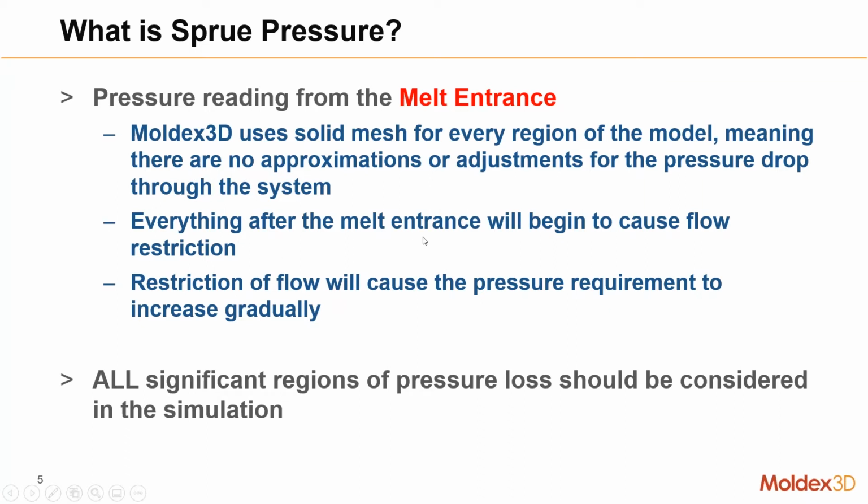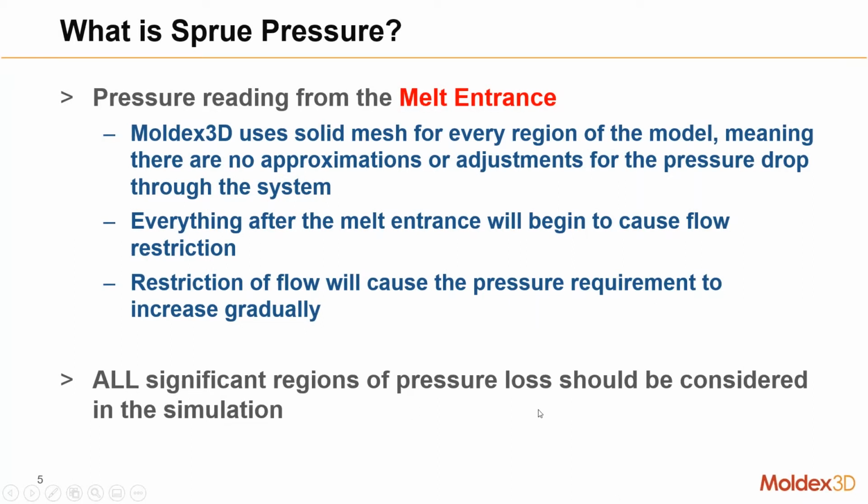All right, so everything after the melt entrance will begin to cause flow restrictions. As the melt progresses through the melt system, the amount of pressure required to push that material forward increases, and that's where this sprue pressure comes from, or that's where this pressure curve that we're going to be talking about is going to come from. The restriction of flow will gradually increase the pressure requirement, like I mentioned.